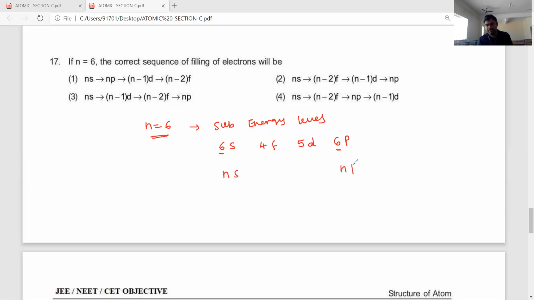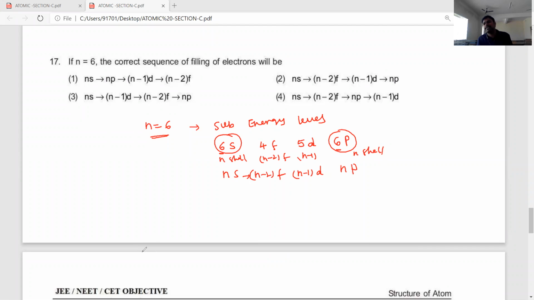It is also np. If n is equal to 6 means 6 minus 2 is equal to 4, means n minus 2 f. N minus 1 is equal to 5, means n minus 1 d. This is ns cell. This is also ns cell. This is also ns cell. This is n minus 1 cell. This is n minus 2 cell. Like these are the cells present in the sixth period or n is equal to 6.